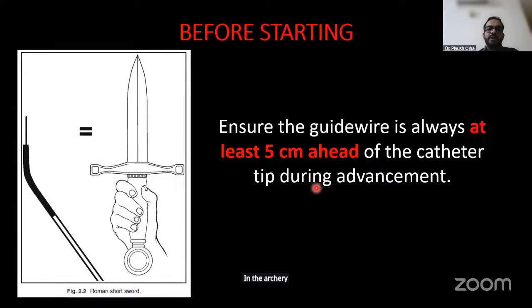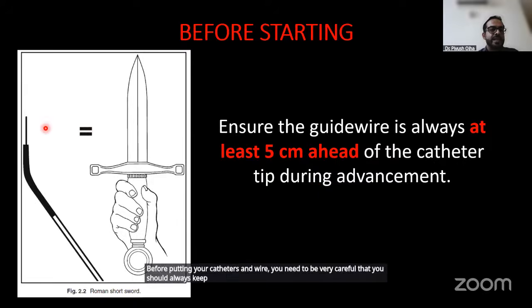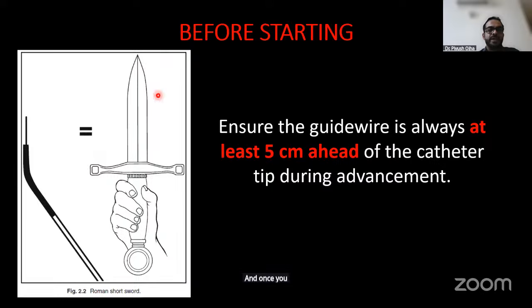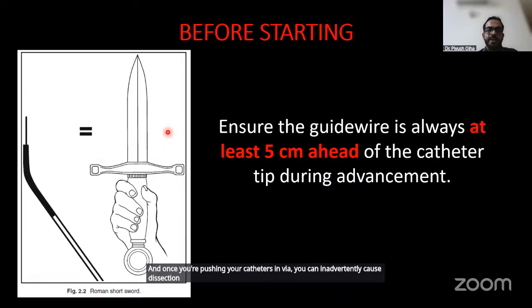Before advancing your catheters and wire, you need to be very careful that you always keep your guide wire at least 5 centimeters ahead of your diagnostic catheter tip. Because if not, you're actually creating a kind of sword. And once you push your catheters and wire, you can inadvertently cause dissection, trauma, and iatrogenic complications.